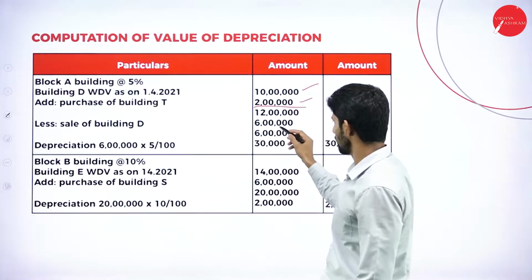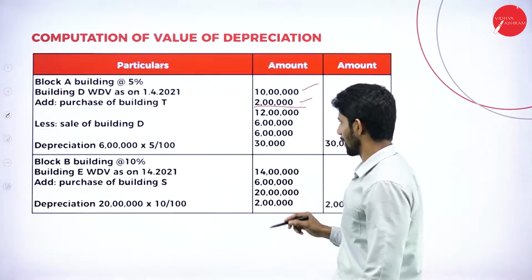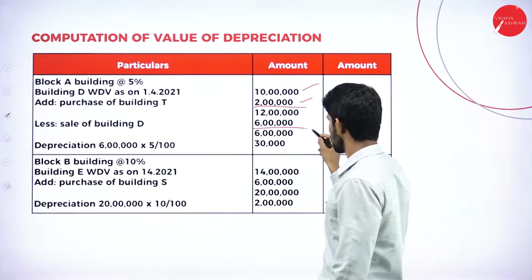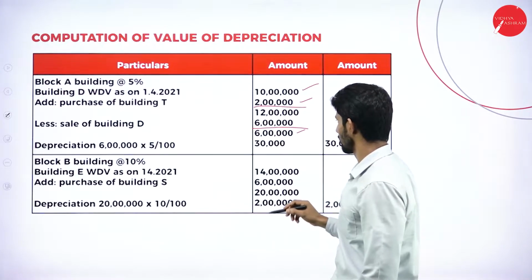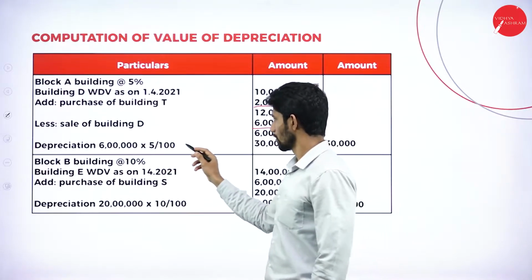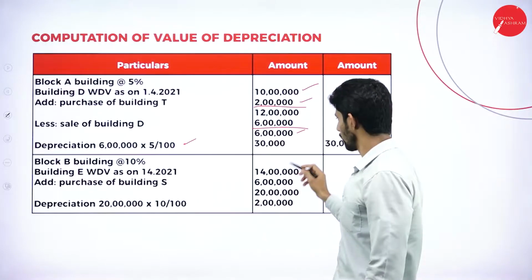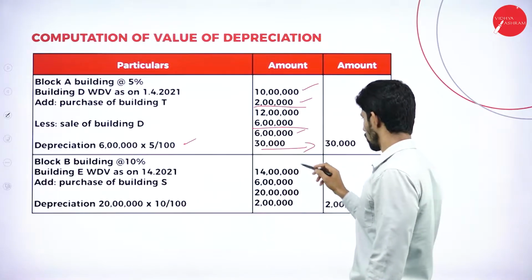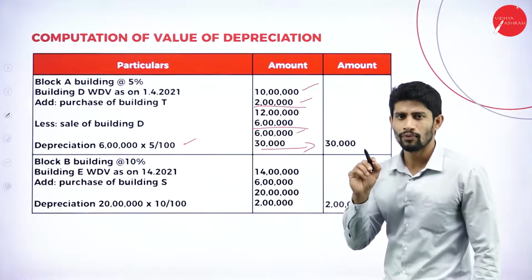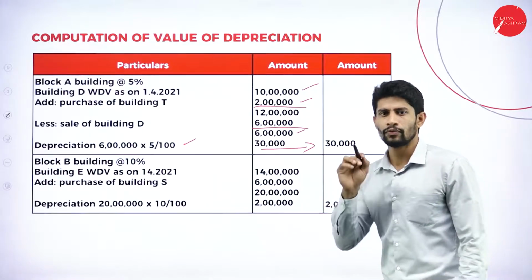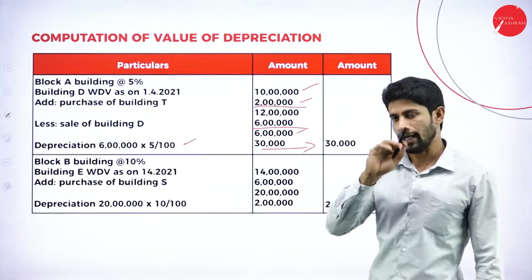So for how much are we selling building D? For rupees 6 lakh. So what is the balance you will get? Balance is 6 lakh. So on 6 lakh compute 5% depreciation, you will get 30,000. So take it to the outer column. This 30,000 is called the value of depreciation with respect to block A.